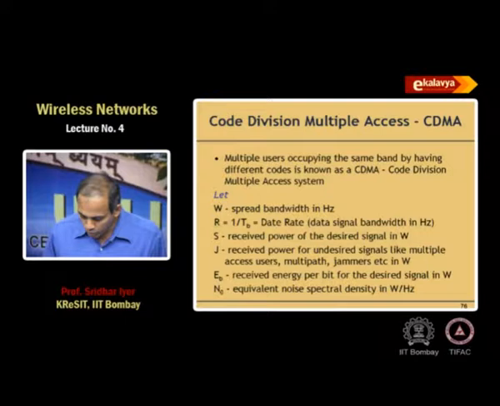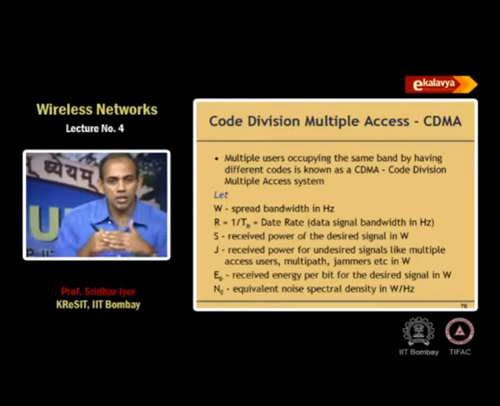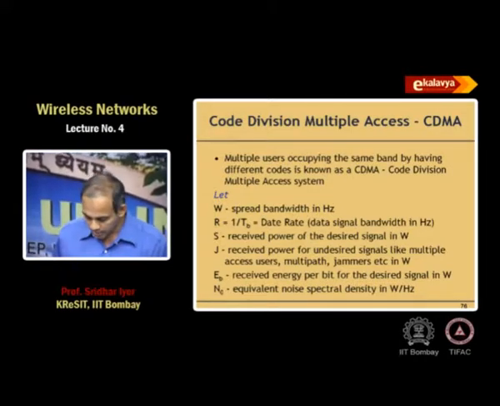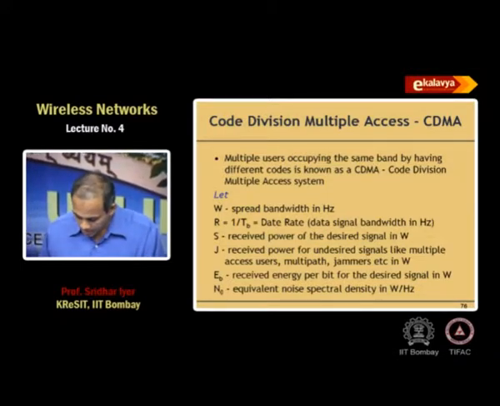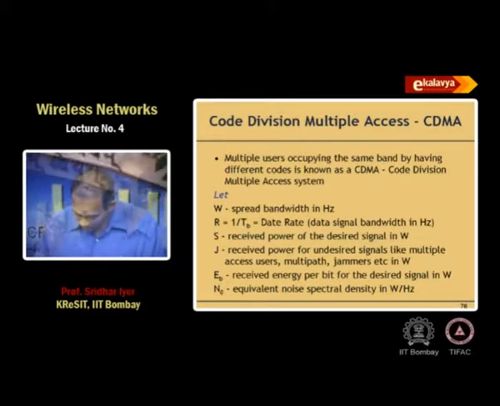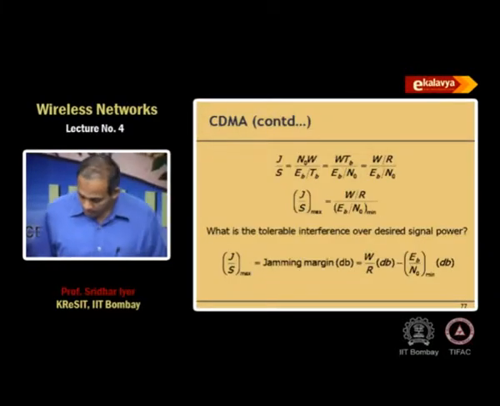So let's say W is your spread bandwidth, R is your data rate, which is your data signal bandwidth in hertz. So W by R is your spread, the processing gain, correct? S is the received power of the desired signal, J is the received power of undesired signals. So J by S becomes your signal to interference ratio, and these systems have a notion of Eb by N0, where Eb is the received energy per bit for the desired signal, and N0 is the equivalent noise spectral density.